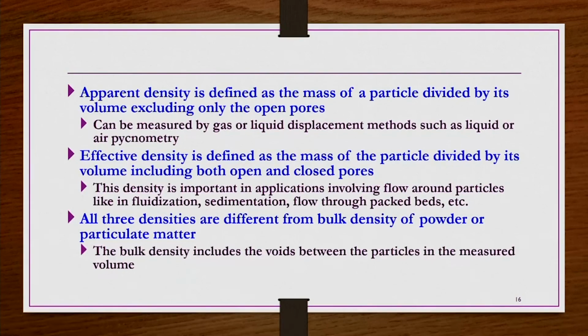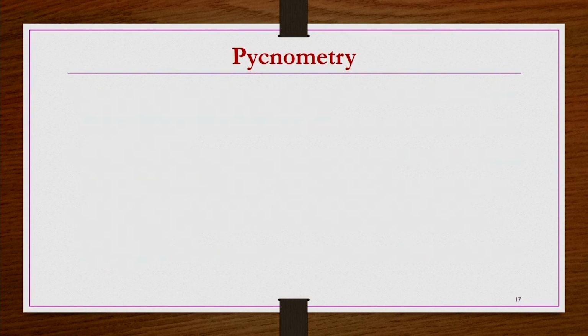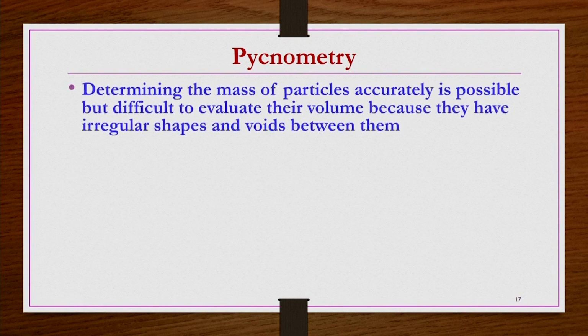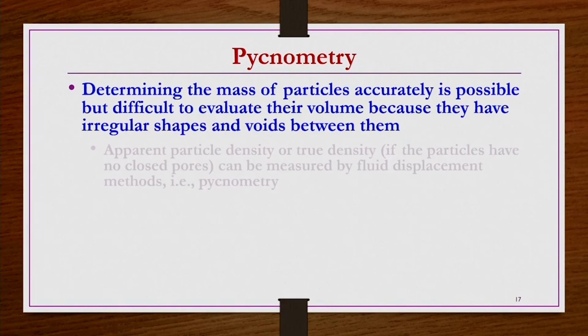The bulk density includes the voids between the particles in the measured volume of the sample that we have taken. There are kinds of pycnometry available which can be used for measuring the density, because measuring the mass of the particles accurately is possible, but for irregular particles, where there are pores etc., measuring their volume is going to be very difficult, especially for irregular shape particles, and if there are voids between them. For such cases pycnometry can be used.